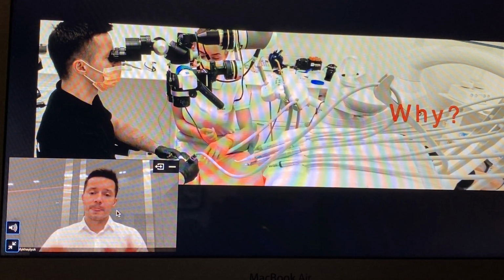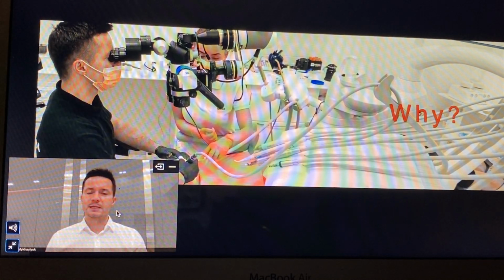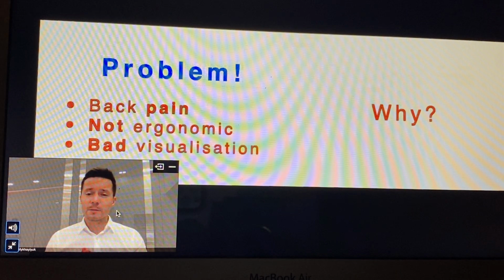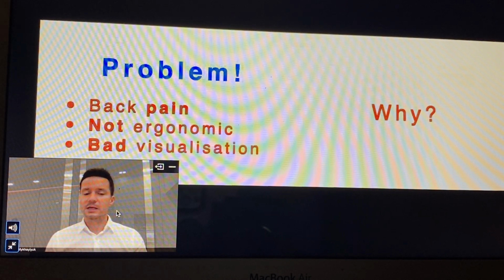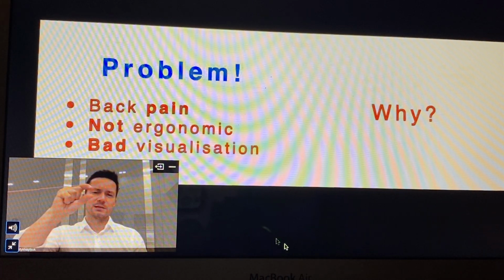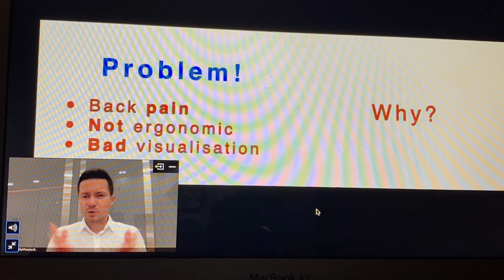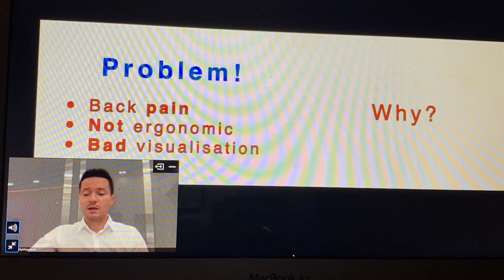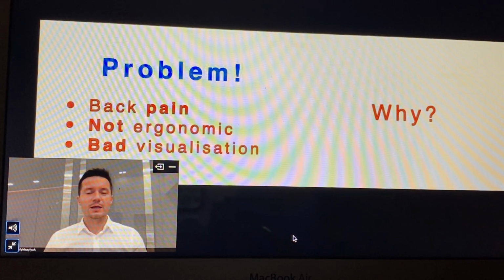And I can tell you that when we speak about problems dentists have, I think you're going to agree with me that many dentists have problems like back pain, not very ergonomic ways to cooperate with the assistant, and bad visual control. I mean, imagine you see a tooth this size. When you see something so small, it's difficult to pay attention to the smallest details. That's why nowadays we have a solution: using a microscope.